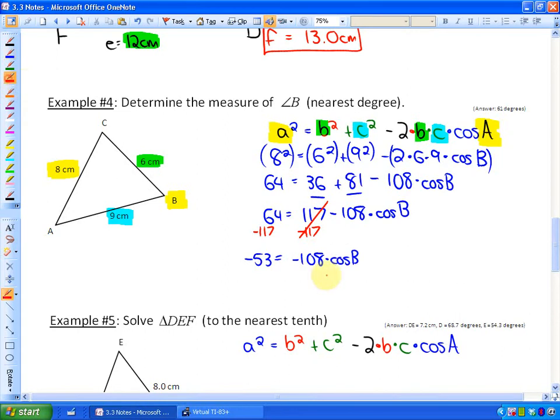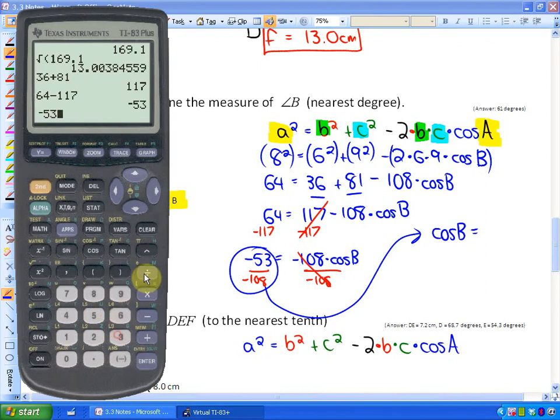And we need to divide. Some are tempted to add 108, but we need to divide by 108 because it's a coefficient. I'll find out what this quotient is here. So we have the cosine of B on the right-hand side, and I'm moving it to the left now, is equivalent to negative 53 divided by negative 108. And that is 0.4907407.